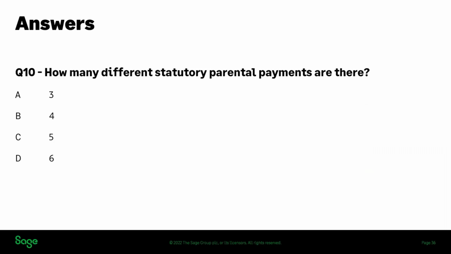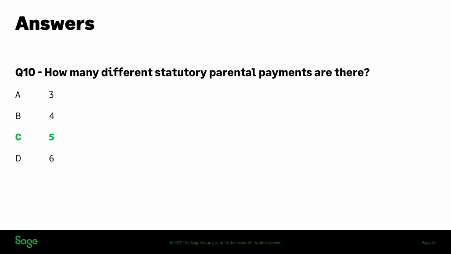So we've caught quite a few of you out on this one. The answer to this one is C. There's 5 different statutory parental payments. And they are statutory maternity pay, statutory paternity pay, statutory adoption pay, shared parental pay, and the most recent one, statutory parental bereavement pay. So that is your 5. I'd have accepted 6 because in the programme, statutory paternity pay is separated for the cases of adoption as well. But the answer we've gone with here is 5.